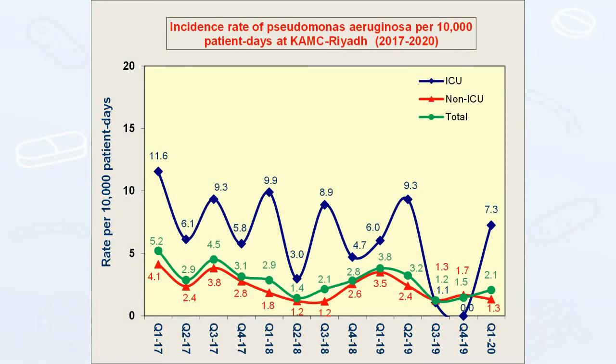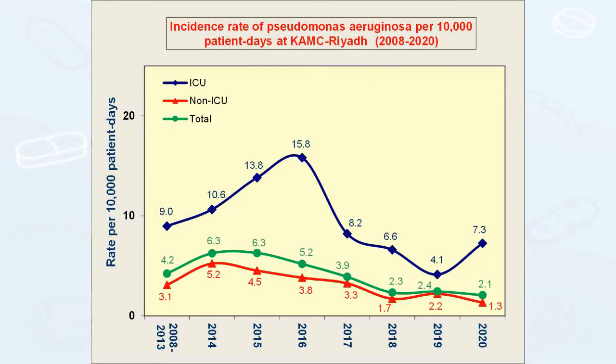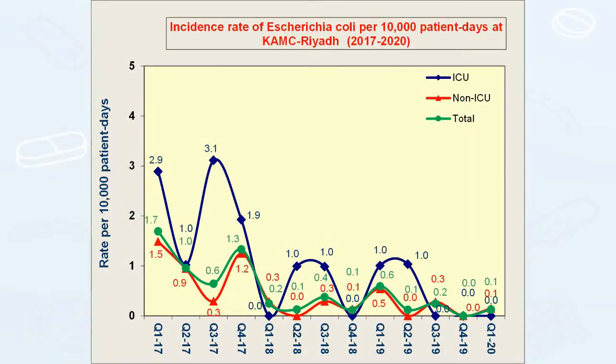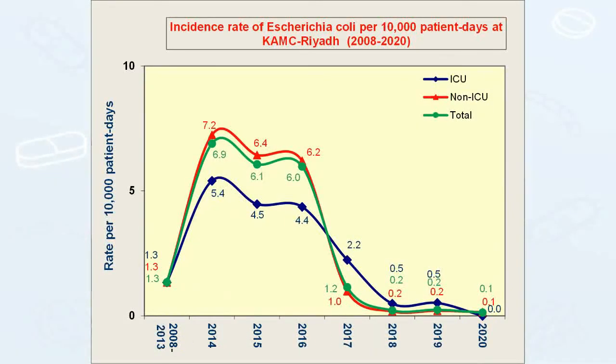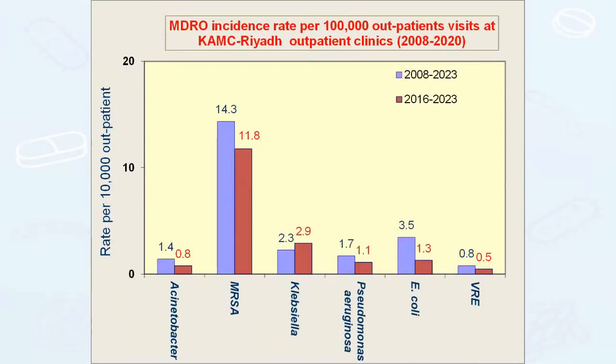Pseudomonas is fluctuating, and then you look at Pseudomonas in 2008 to 2020, the fluctuation is not as significant if you compare it over a long period of time. E. coli is also fluctuating, but in general, it's a lot less than in 2017. If you look at it over a range of 2008 till 2020, it's also a lot less.